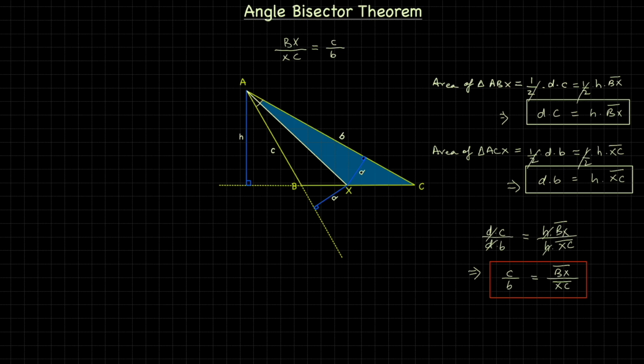So we have been able to prove the angle bisector theorem. The ratio of BX divided by XC is C over B, and this will obviously apply to any other angle bisector of the triangle as well. In the following sections, we'll use this result to find the coordinates of the incenter.